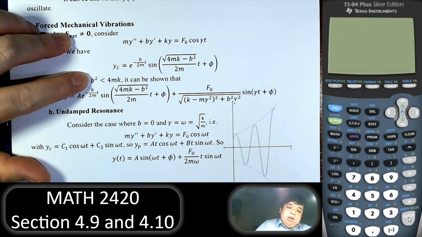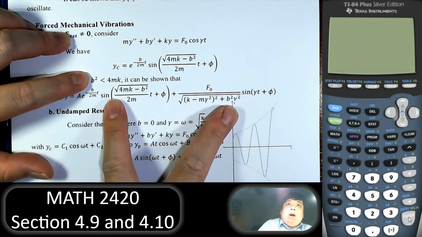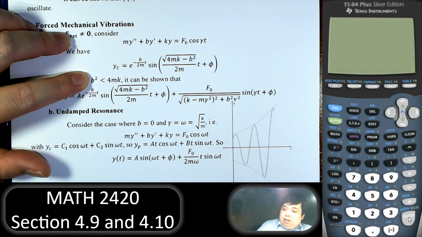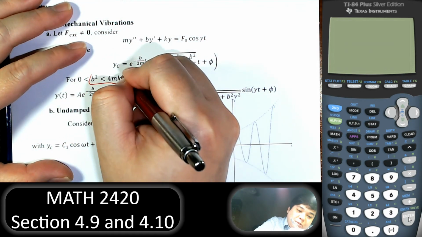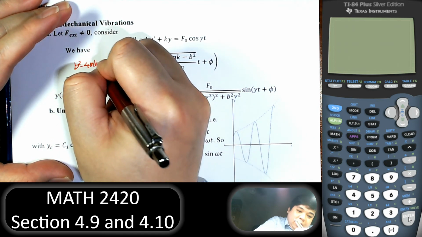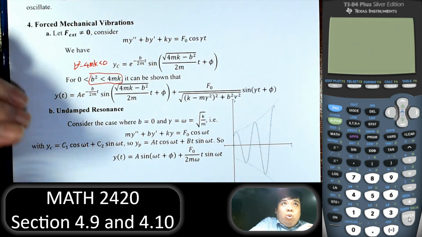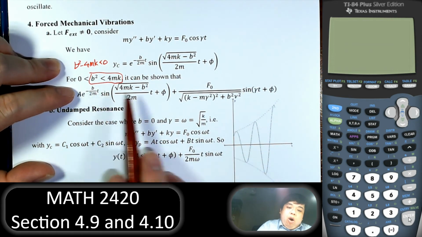Yeah. So b squared minus 4mk is negative. That's where we have a complex solution, right? It's a bit confusing, but when I write it like this, I mean b squared minus 4mk less than 0. When it's less than 0, we have two complex solutions. That's why we have sine, cosine, and then the real part is still here.